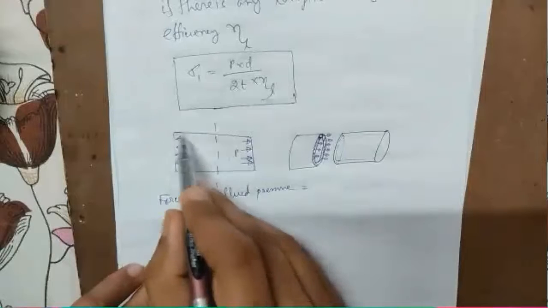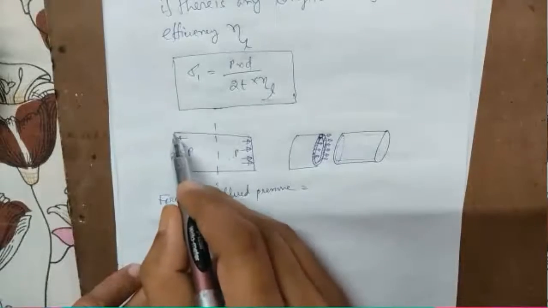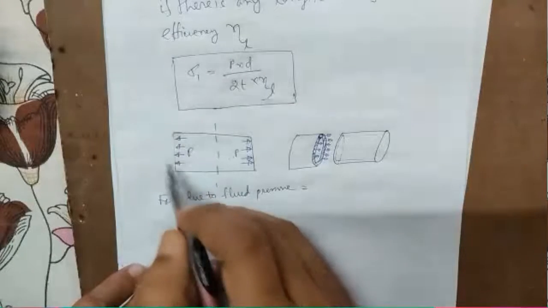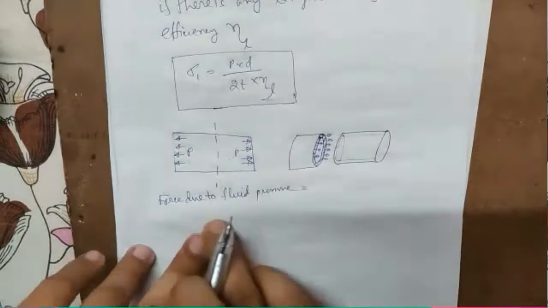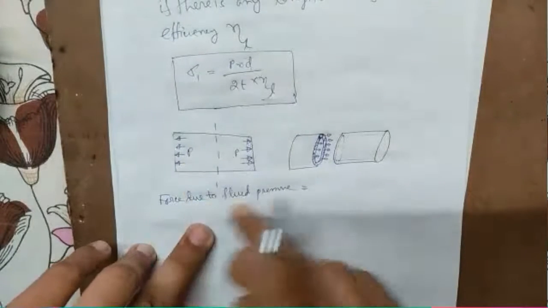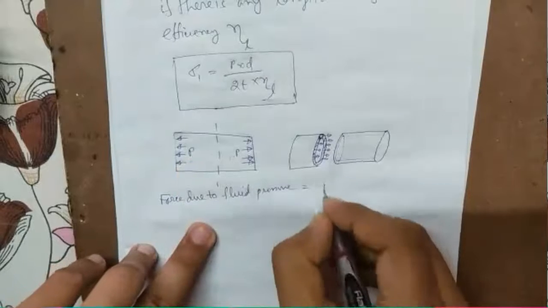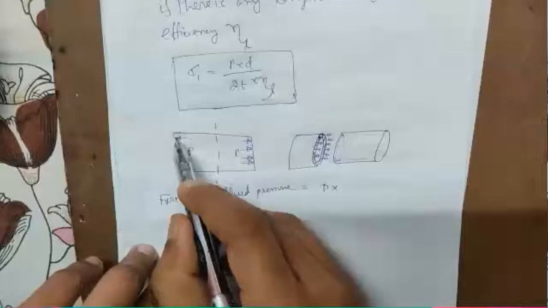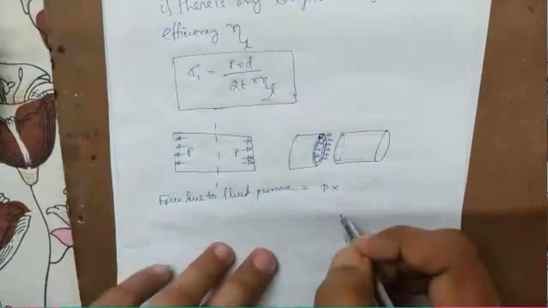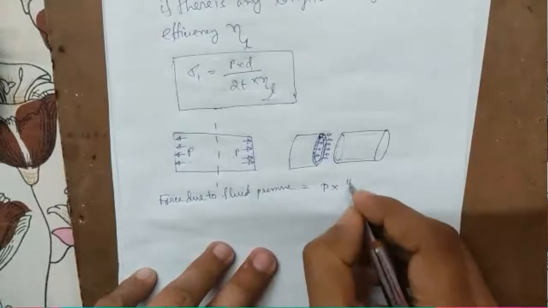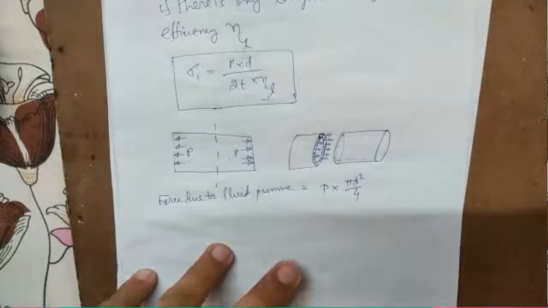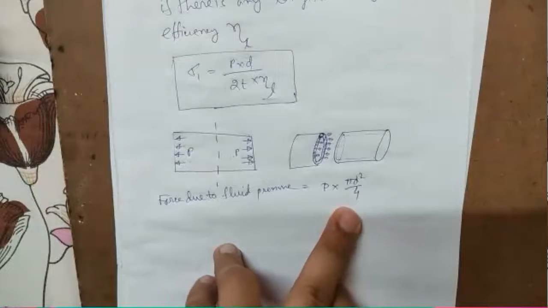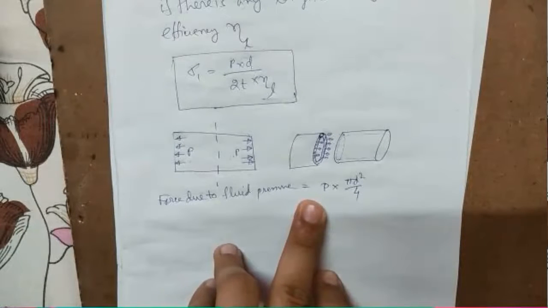Now this is actually the front view. So this end is basically the cylindrical, circular cross section. So this force due to the fluid pressure will be equal to P, and the internal diameter is small d. So the force will be pi d square by 4 into P, the area on which this P is working.